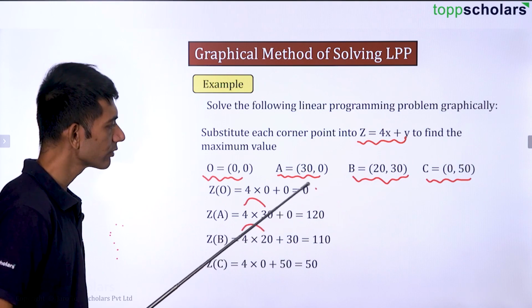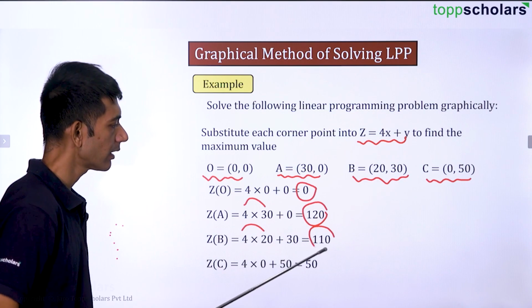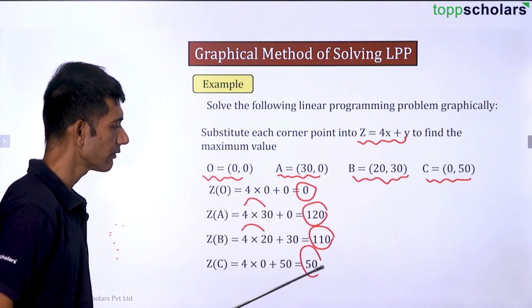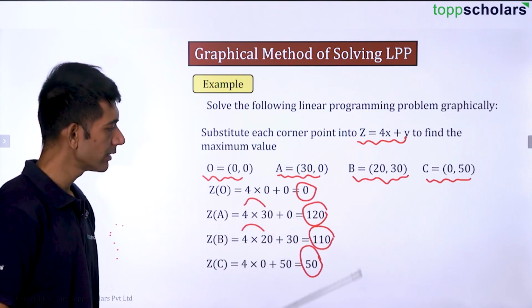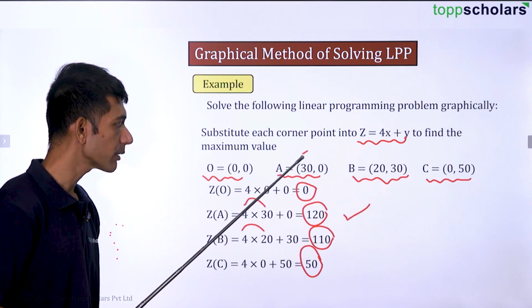Observe the values. 0, 120, 110, 50. Which value is greater? Can I say 120 is the biggest value here? That means this is our optimal solution.